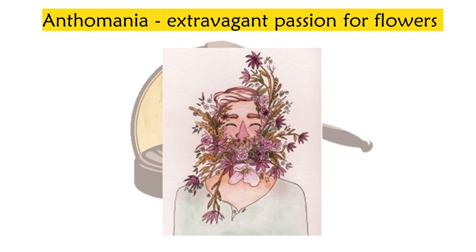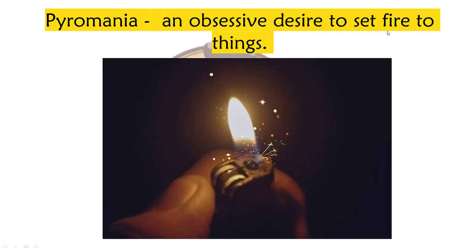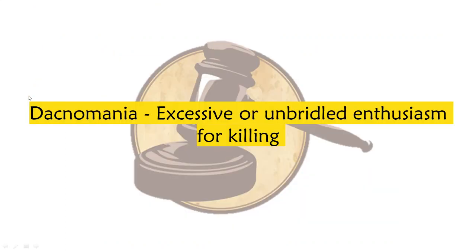Okay, moving on, anthomania. Now we had also covered anthophobia, right? Anthophobia was fear of flowers. Anthomania is the opposite, that is extravagant passion for flowers. Next, pyromania. Pyromania is an obsessive desire to set fire to things. Okay, pyromania. And if I remove mania and just keep it phobia, it would be a fear of fire, which is pyro here. Pyro is the root word. Okay, so pyromania. Moving on, dacnomania is DACNO. Dacnomania is an excessive or unbridled enthusiasm for killing others.